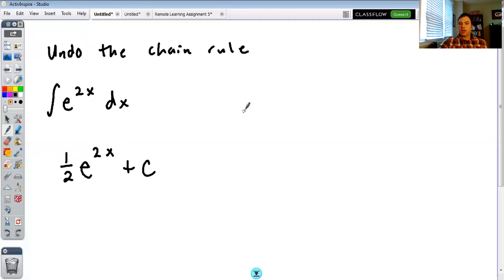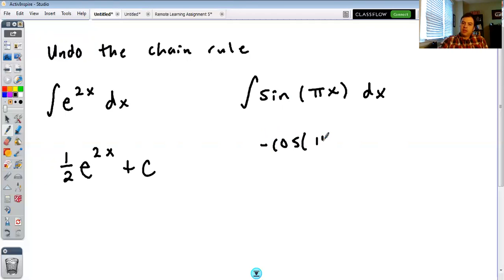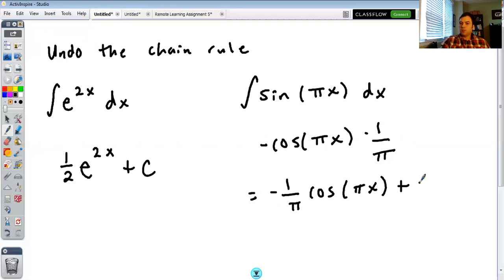Okay, for our second example of this undo the chain rule, let's try a trig function. Let's say the sine of pi x. All right, so the antiderivative of sine is negative cosine, and the inside is going to stay the same. And then we will multiply by what's going to undo this chain. If I retook the derivative, I'd multiply by pi, so I'm going to multiply by 1 over pi. So I'll rewrite this as negative 1 over pi times the cosine of pi x plus c.